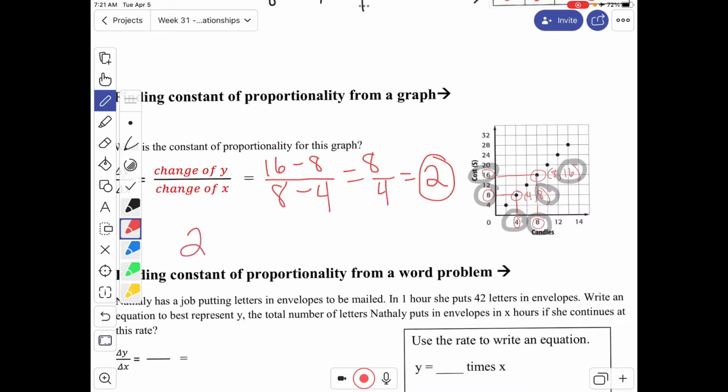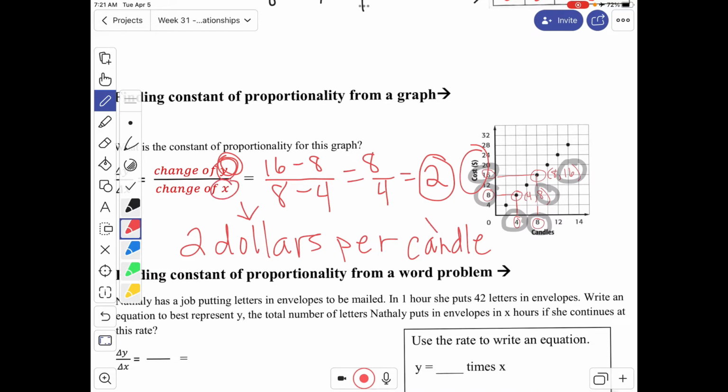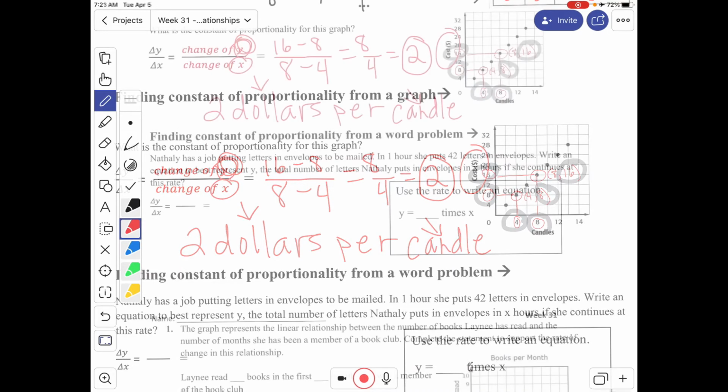Or they might want it in words. It would be 2, and we don't say 2 cost per candle, $2 per candle. Just like the y went on top, the y word goes first. The x went on bottom, the x word goes second.